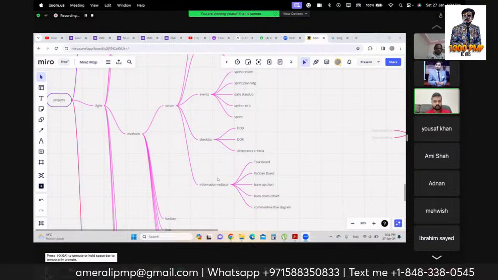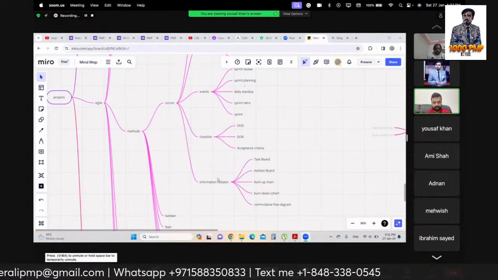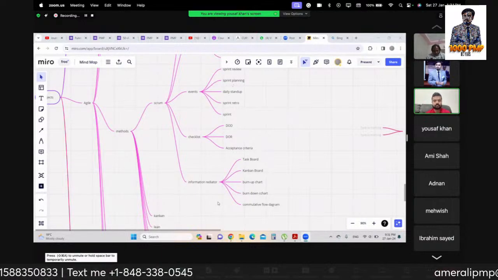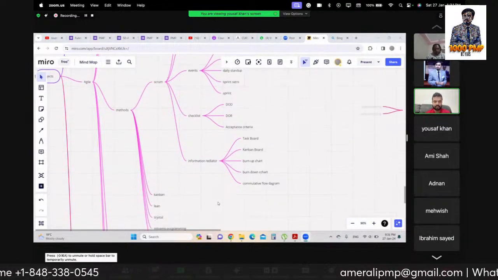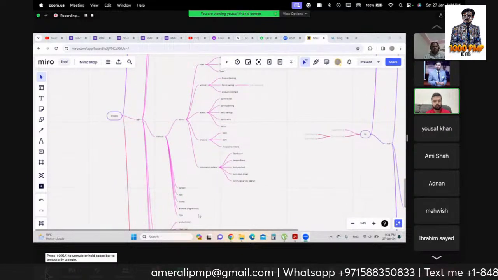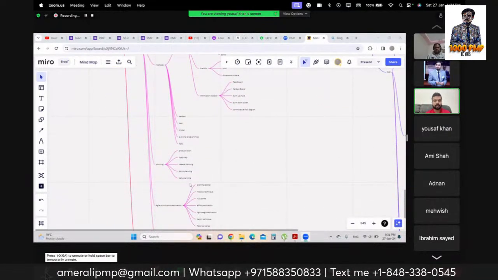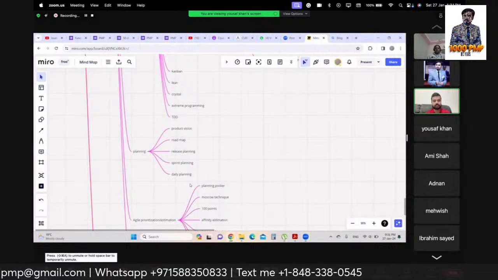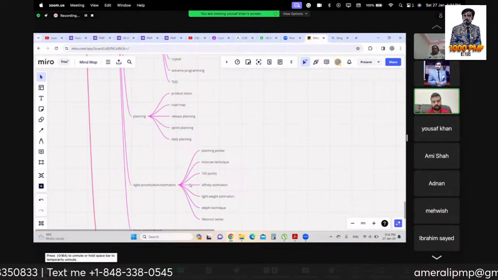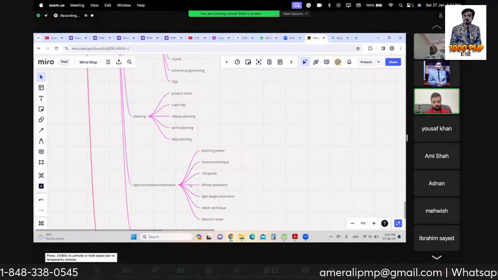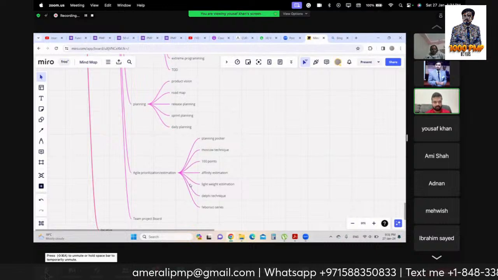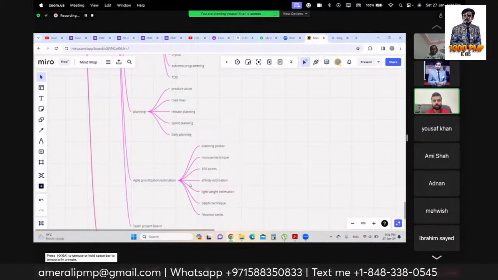Then these things will be monitored through information radiators, like task board, Kanban board, burn down chart, and burn up chart. In Agile, we use story points, like user stories. User stories will be measured in story points. We use estimation techniques, like Agile prioritization or estimation techniques: planning poker, Moscow, ideal hours, affinity estimation, or lightweight estimation. This is a sort of our Agile mind map working.